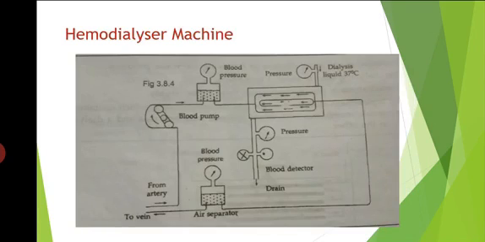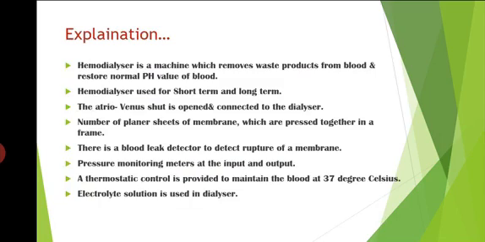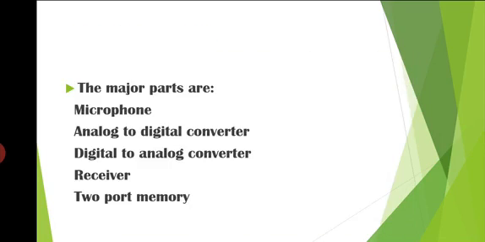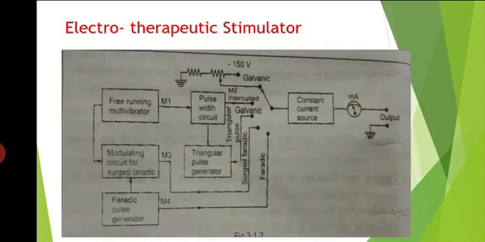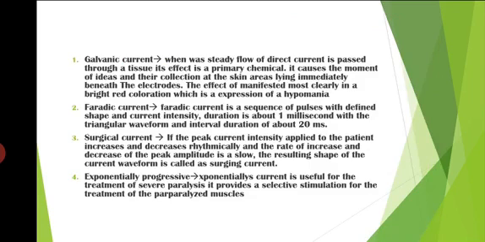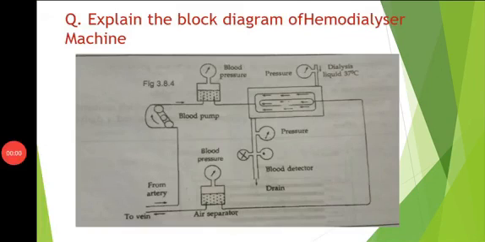Hemodialyzer machine. Now we will see the block diagram of a hemodialyzer machine. The hemodialyzer machine is used for dialysis. When there is any kidney problem, or the kidney is not working properly, in that case an external hemodialyzer machine is used for blood purification.